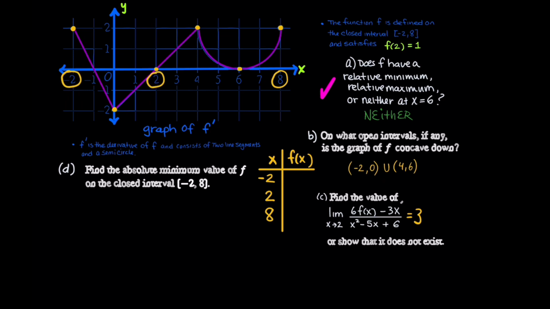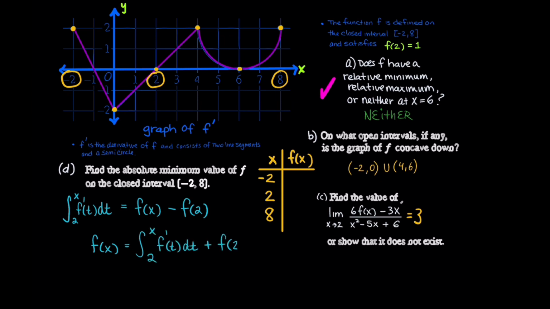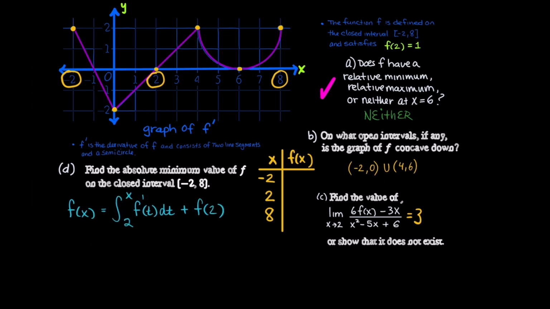Now we're going to use the definite integral definition to help us evaluate f of x. The integral from 2 to x of f prime of t dt is equal to f of x minus f of 2. And that's by the fundamental theorem of calculus. So rewriting this equation, we get f of x is equal to the integral from 2 to x of f prime t dt plus f of 2. Now since we know f of 2 is equal to 1, we can replace f of 2 with 1. So now we have a way of evaluating f of x at different x values.